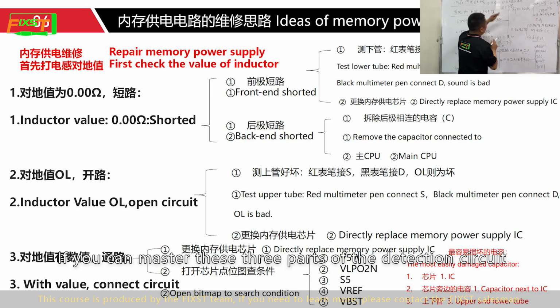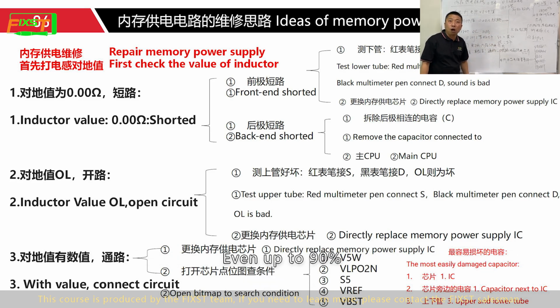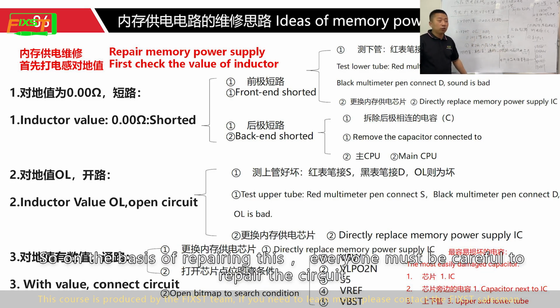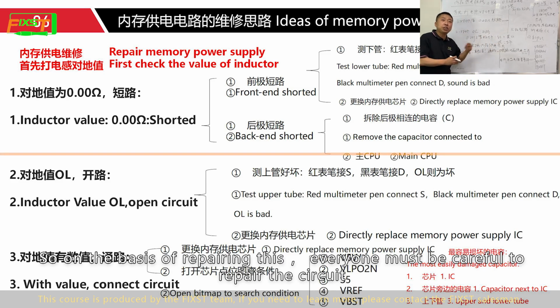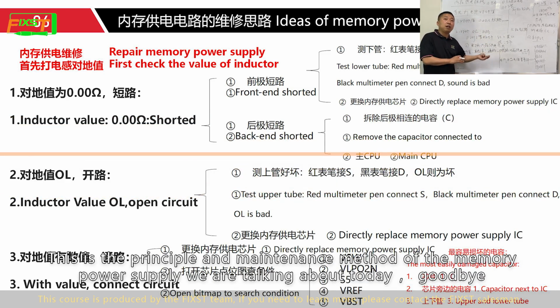If you can master these three parts of the detection circuit, 80% of the phones that cannot be repaired the first time can be fixed, even up to 90%. So on the basis of repairing this, everyone must be careful to repair the circuit. This is the principle and maintenance method of the memory power supply we are talking about today. Goodbye.